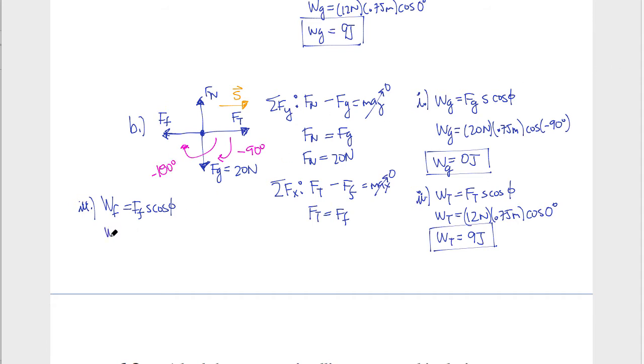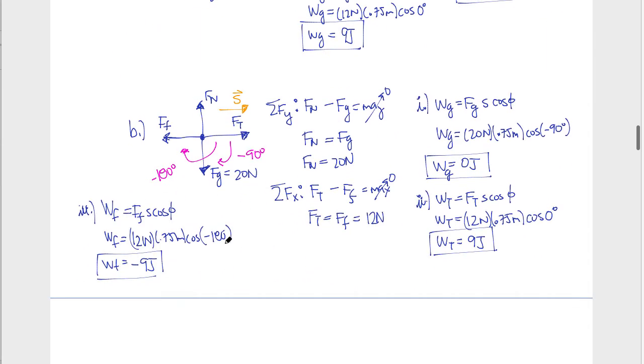And so this will be 12 newtons, which is from this right here, because I found the force of tension is 12 newtons above. So 12 newtons times 0.75 meters times the cosine of negative 180. And so the work done by friction here is going to be negative 9 joules. So we're starting to see a little pattern here.